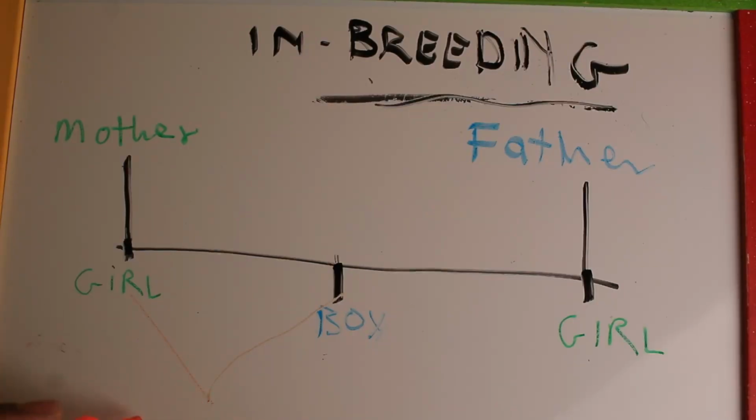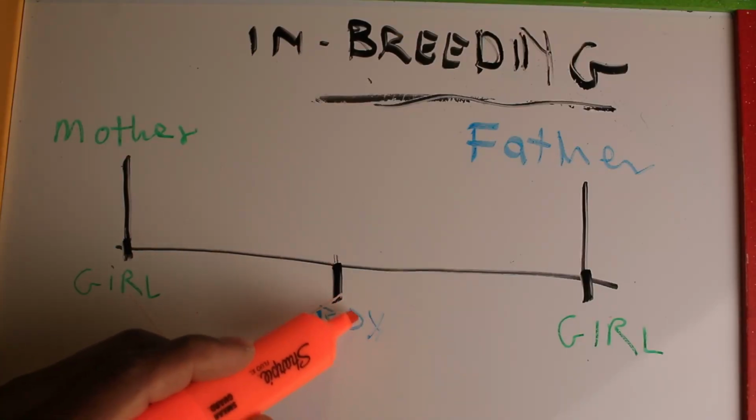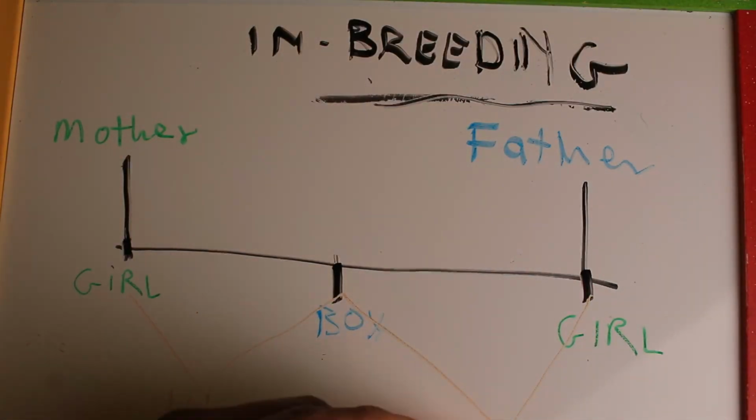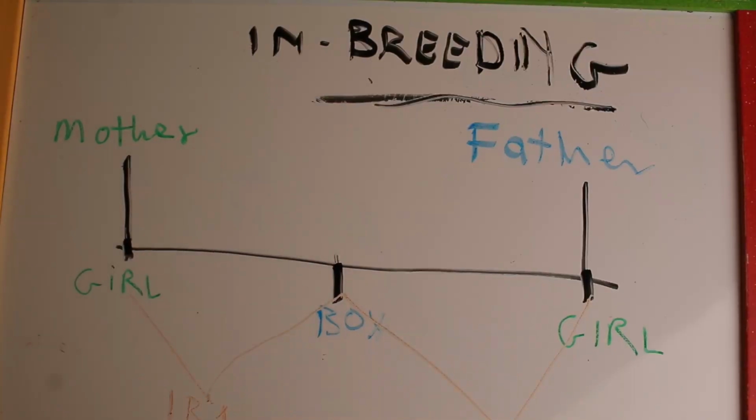This becomes inbred. So let's say inbred IB1. And then again, we breed this boy again to his second sister. We get IB2. Now, these 2 permutations are the purest form of inbreeding.